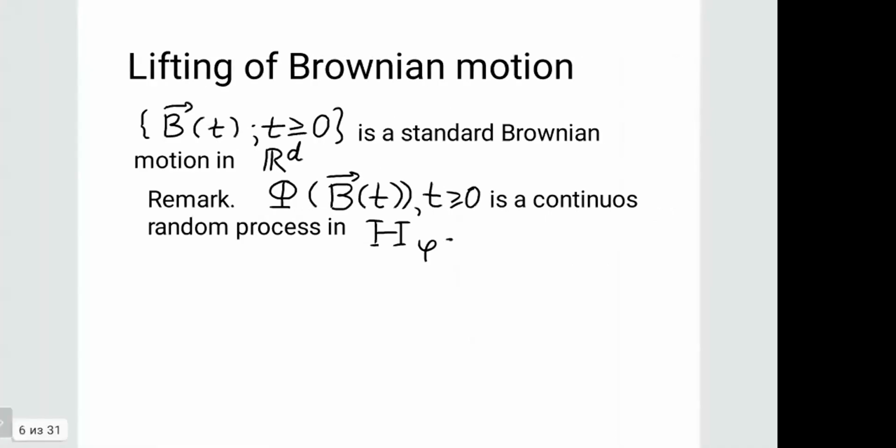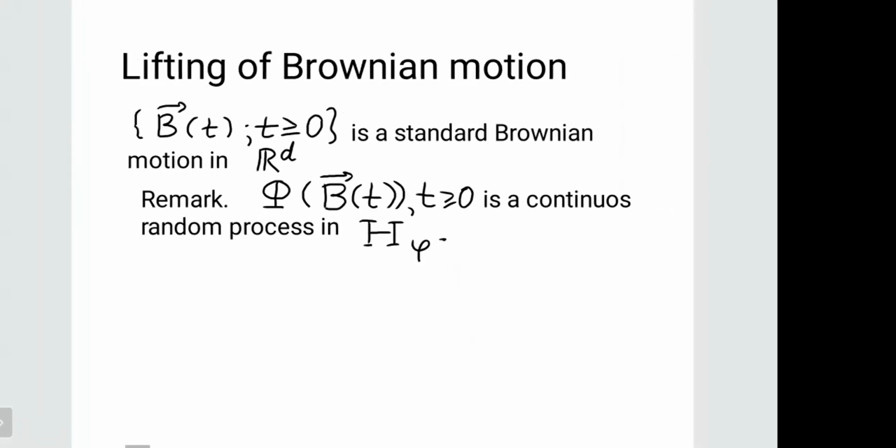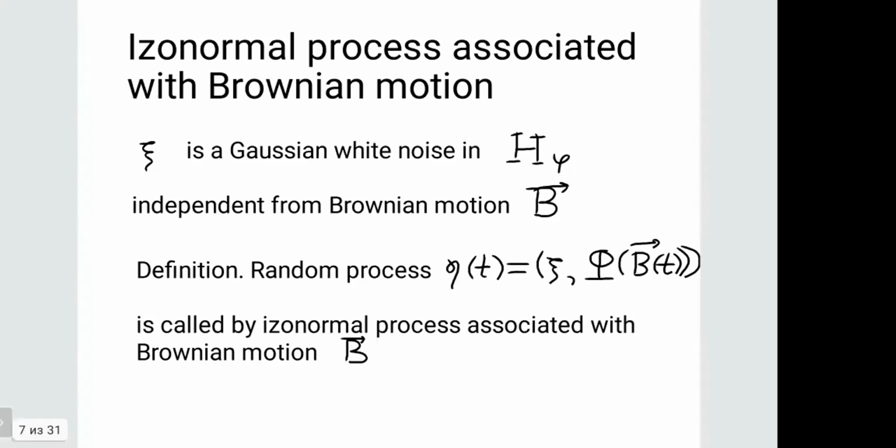Now let us consider Brownian motion. It will be a standard Brownian motion in R^d. Then, due to continuity of the map capital Phi, capital Phi(B_t) is a continuous random process in H_phi. Then let Xi be a Gaussian white noise in H_phi, which is independent from the Brownian motion. The main object of our investigation in my talk is the following. A random process eta_t, which is equal to Xi applied to the random element capital Phi(B_t), is called the isonormal process associated with the Brownian motion.